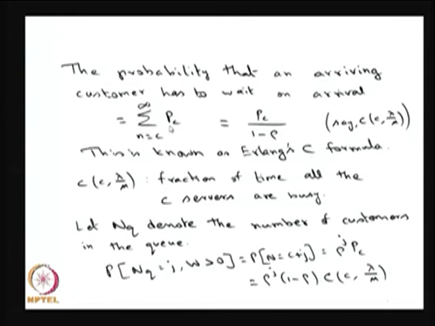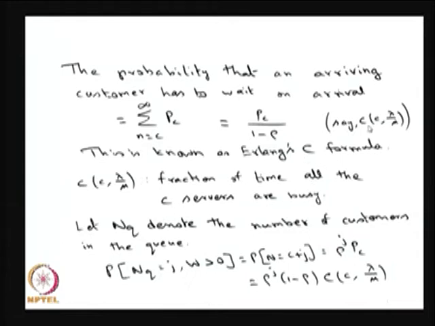So the probability, you add the probability of P suffix n, where n is running from C to infinity. If you add all those probabilities, that is going to be Pc divided by 1 minus rho. And this probability is known as the Erlang C formula for a multi-server infinite capacity model.